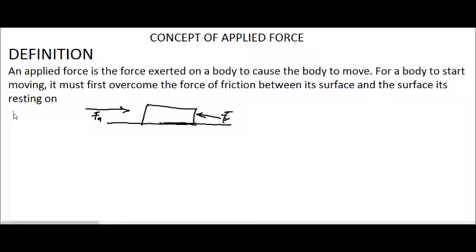So we'll be looking at case one. Case one is talking about if the applied force is less than the frictional force. So we say if F subscript A, that's the applied force, is less than the frictional force, or we say if the frictional force is greater than the applied force. So what will happen?